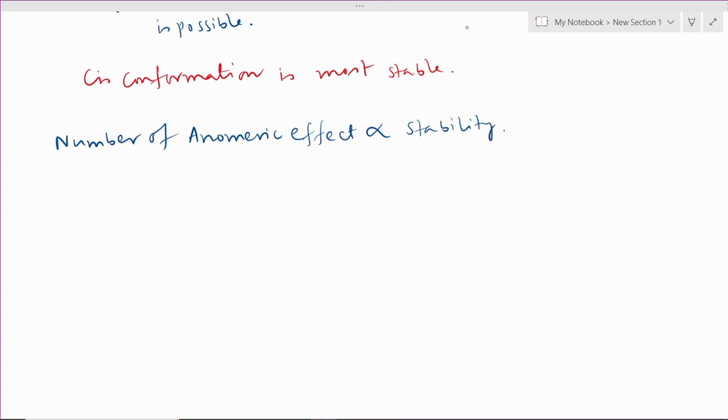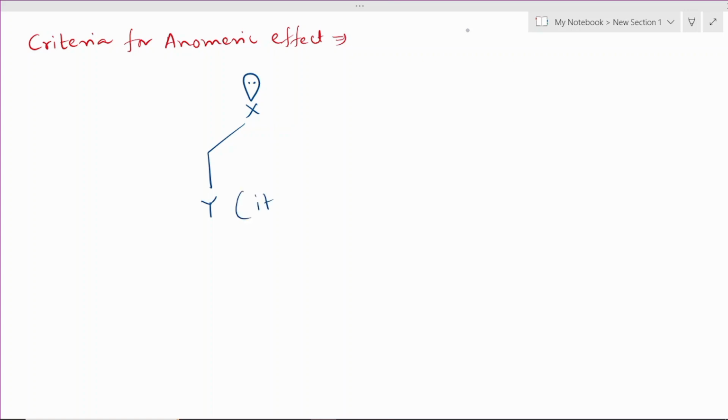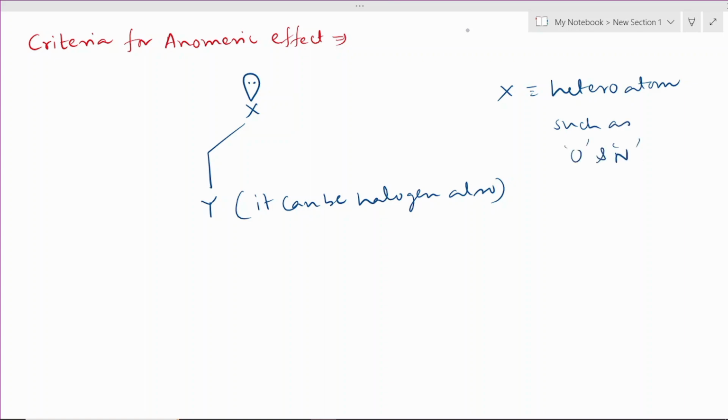Now we will discuss the criteria for the anomeric effect. The anomeric effect will be present only in such a type of skeleton, that is, suppose X is a heteroatom which has the lone pair over here, and Y is also a heteroatom and it can be a halogen also, where X is a heteroatom such as oxygen and nitrogen.